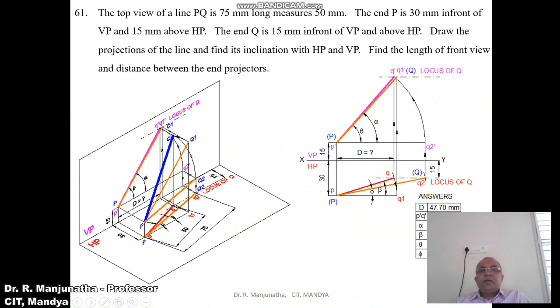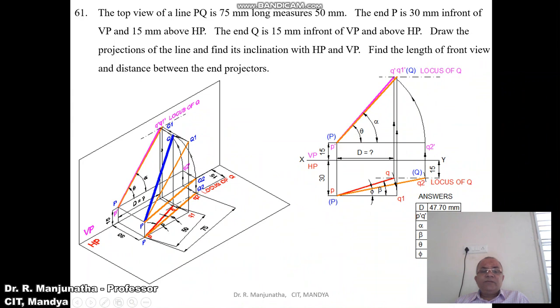So here, it says the end P is 30 mm in front of VP and 15 mm above HP. So when you look from the front view, we can see the distance. The end P is 15 mm above HP. The distance is seen in the vertical plane, and you can see that image, which is P dash, which is 15 mm above HP. So you mark this point as P dash.